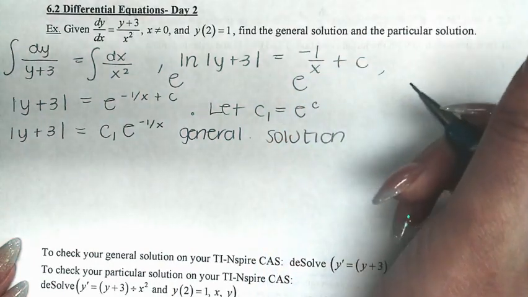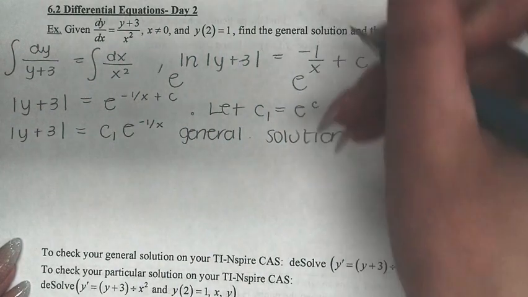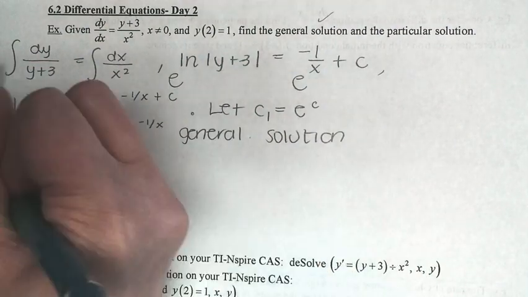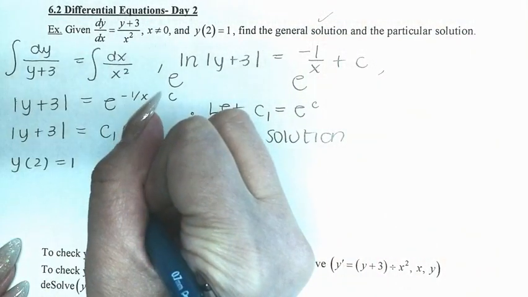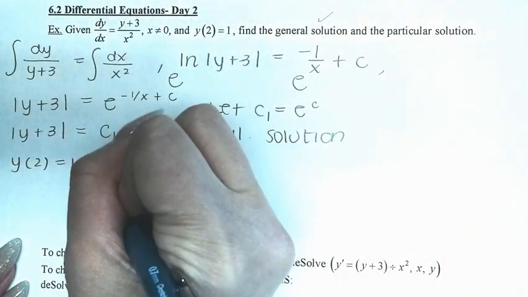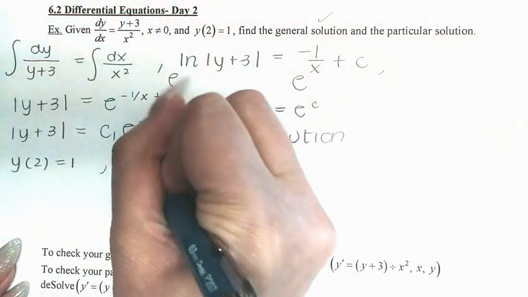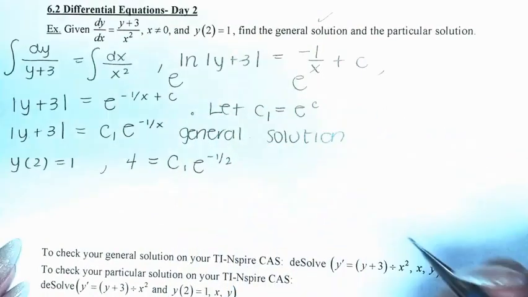So with that being said, now you have your general solution, so now we can use our initial condition to find the particular solution, okay? I use y(2) = 1. This means that you have the point (2, 1). So you have that this is going to be 4 because I plug the 1 here, so you have a 4. This is going to be equal to c1 e to the negative 1/2, okay?